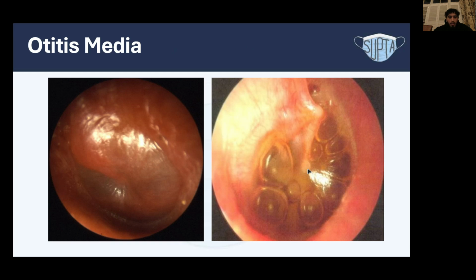And we can also tell, because I think the cone of light is closer to the umbo, that might not be correct. And we can also see the effusion behind the tympanic membrane. It's so thin that you can see that. And then it's quite bubbly as well, which I think is quite a classic sign.